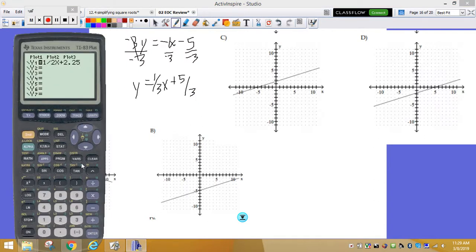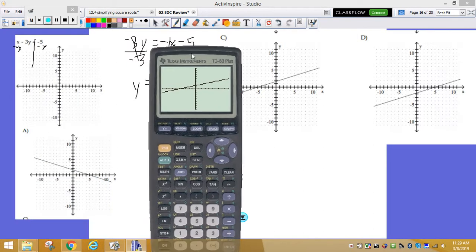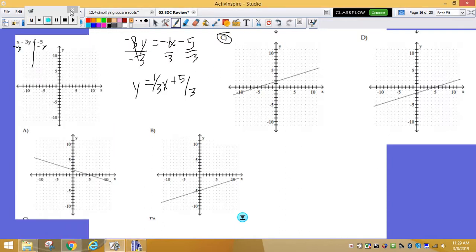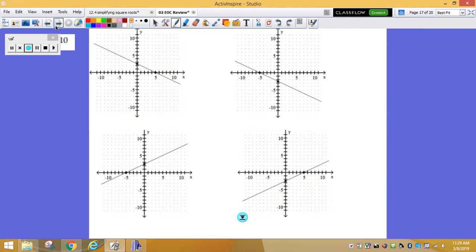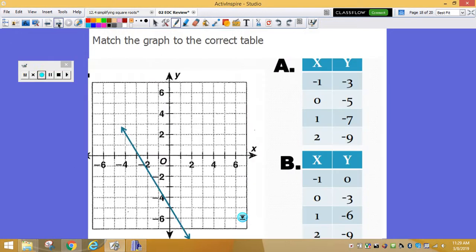So go back to y equals, we'll graph that. 1/3 x plus 5/3. Graph it. It's definitely not D or B. Let me see what A looks like. Nope, A is going negative, so it's C. C is my answer here. So hopefully you get the hang of these. I'm not going to do any more. We'd move the 2x and then divide by 4 and graph it.